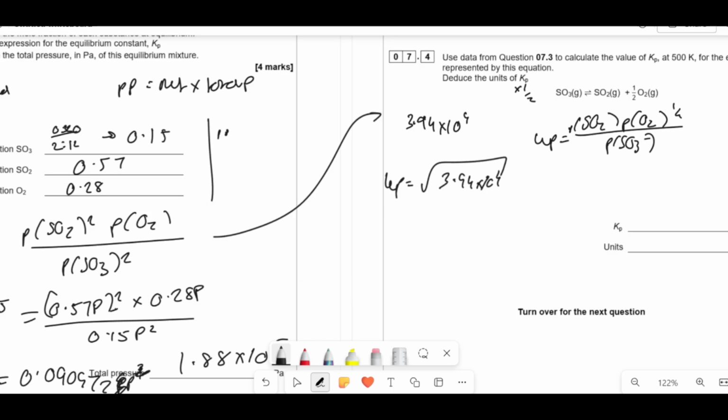I've seen this come up a couple of times, so just be careful not to get caught out by that, and look at it carefully. So it's 198.5, and then as well as that, it's asking for the units.